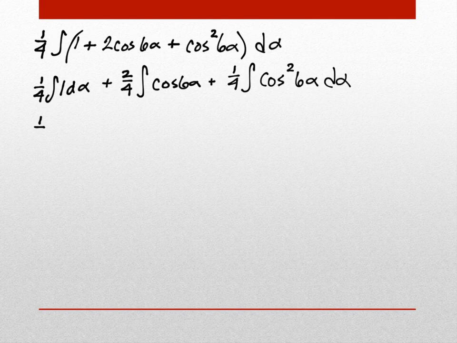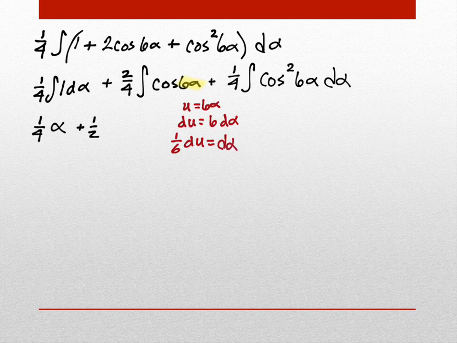But what is the antiderivative of 1? Just x, or in our case, we're using alpha for our variable, so it would be alpha. So this is 1/4 alpha. This is a 1/2 here because I have a 2/4. Let me make mention that this is a very simple u substitution. If I were thinking about this in u substitution and u is 6 alpha, what would du be? 6 d alpha. And I would move my 6 as a 1/6 to the other side, right?